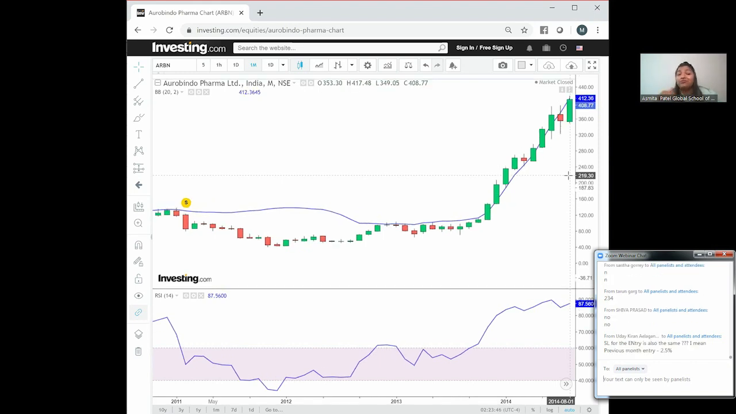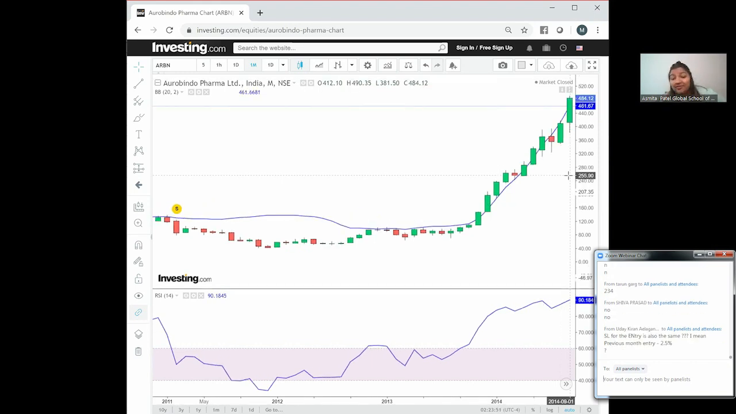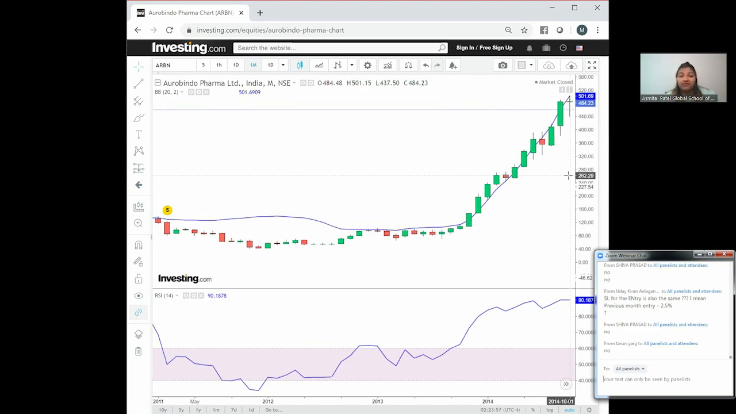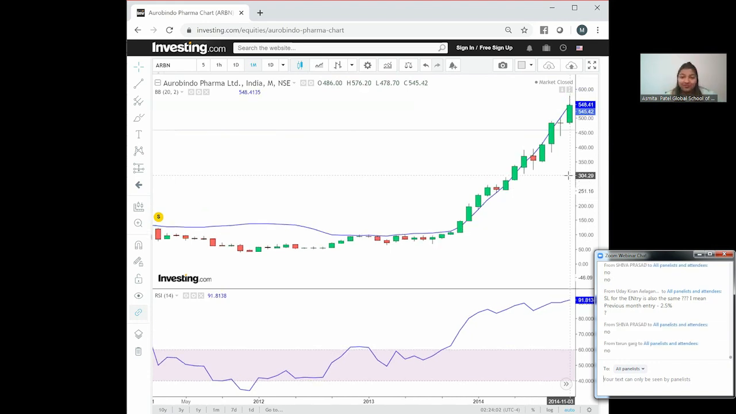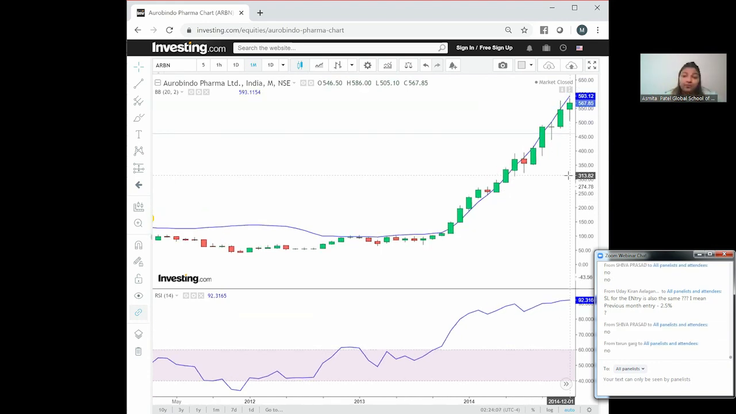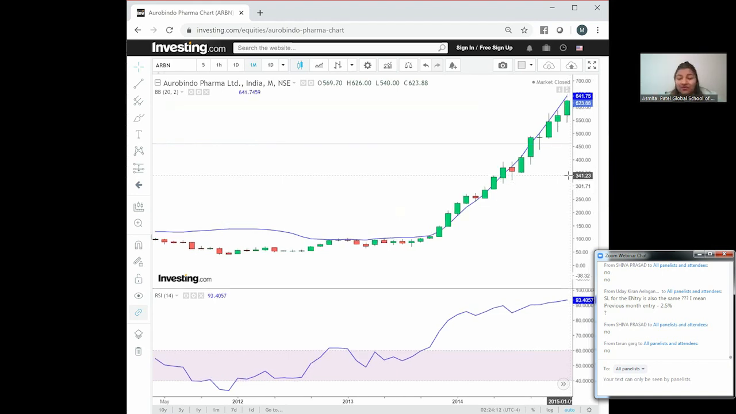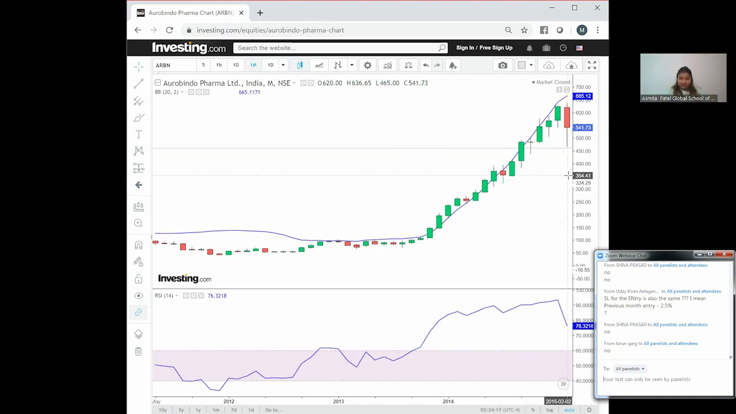148.95. Everyone, please calculate your target 1 and target 2. Assuming we bought 1200 quantity. Your target 1 will be entry plus 12%, target 2, entry plus 15%.